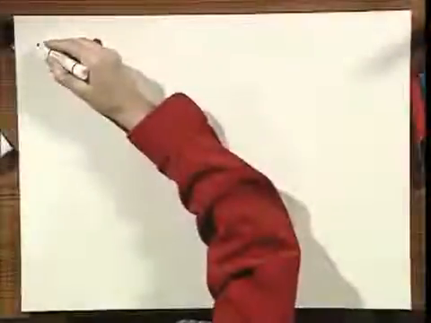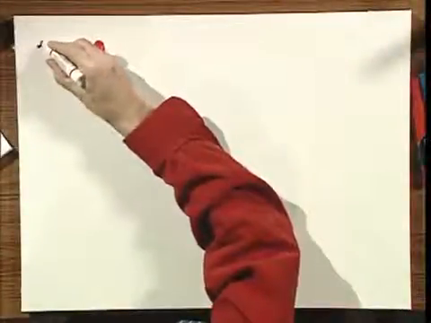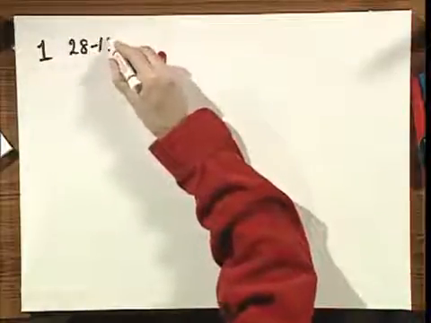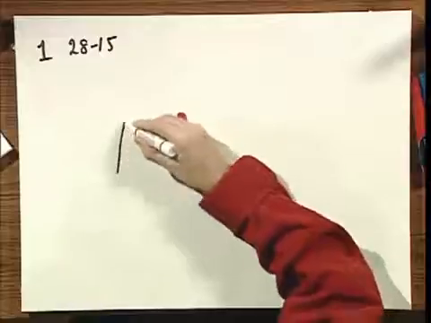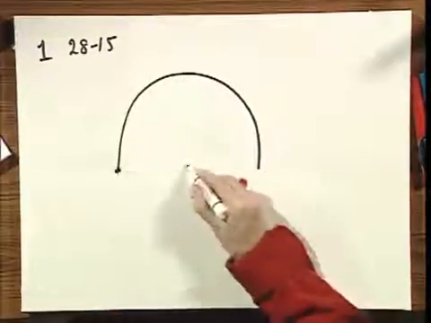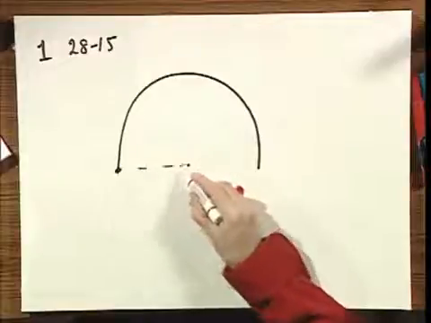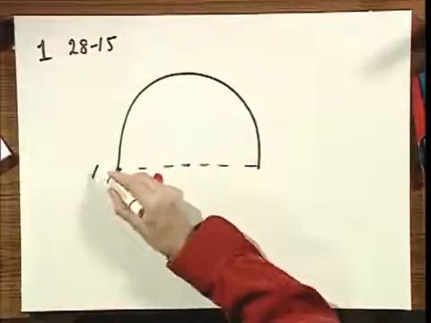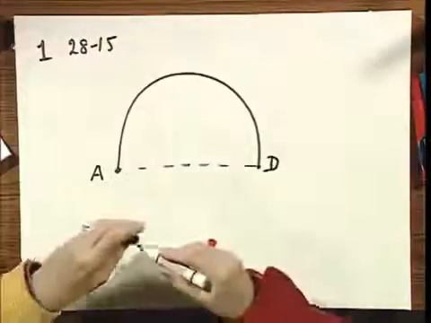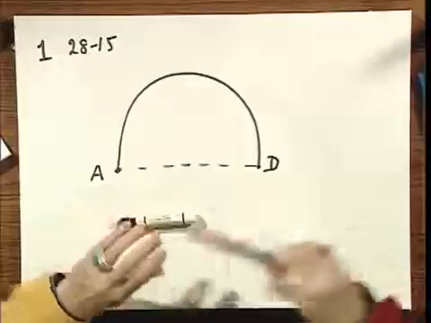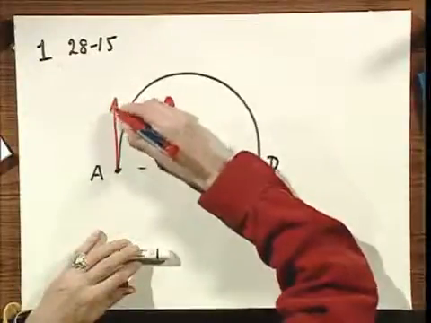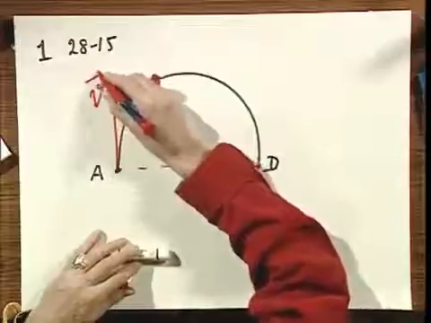So let's start with problem number 1, which is 2815. An electron is going around in half a circle. This is the center of the circle. I call this point A, and I call this point D to avoid confusion with B. And the electron right here has a velocity v.